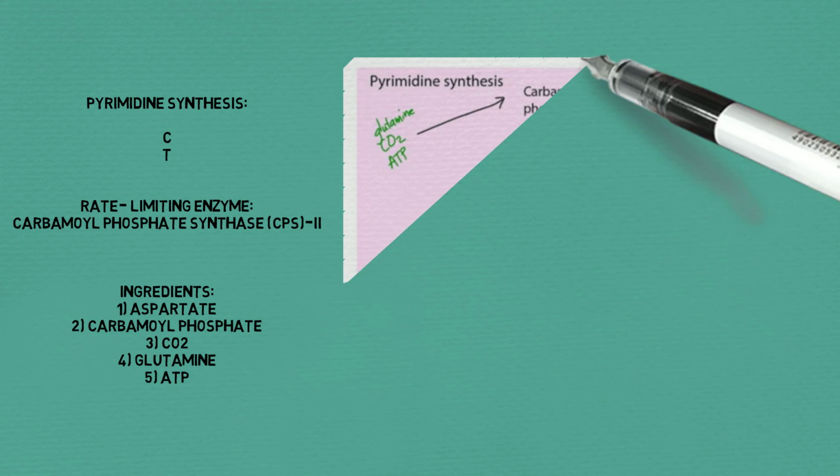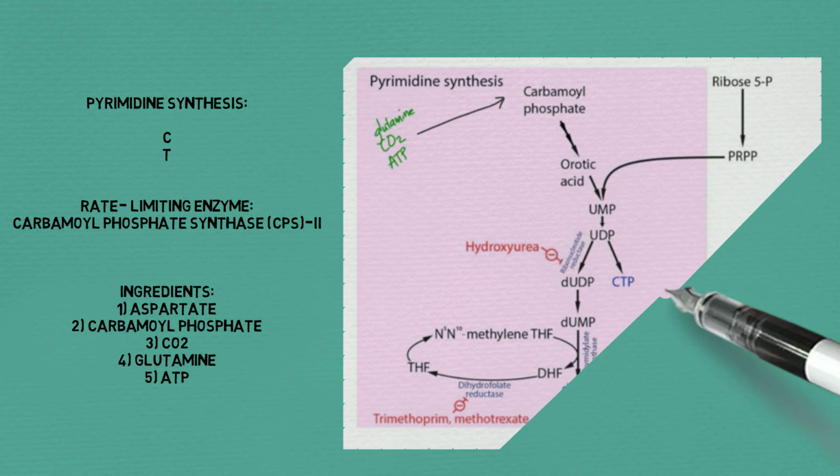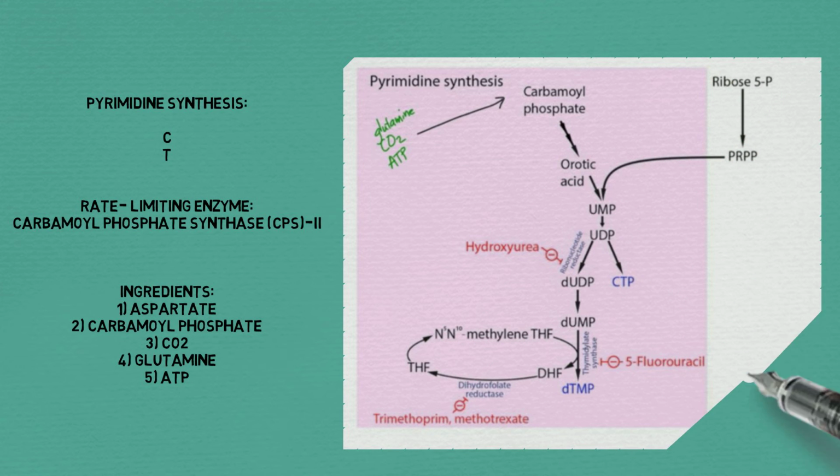Now this reaction is important because there are several chemotherapy and antibiotic drugs that act on this pathway to stop the proliferation of bacterial cells and also cancer cells. As seen here, trimethoprim is an antibiotic that inhibits dihydrofolate reductase, and methotrexate similarly. 5-fluorouracil is a chemotherapy drug that inhibits thymidylate synthase.